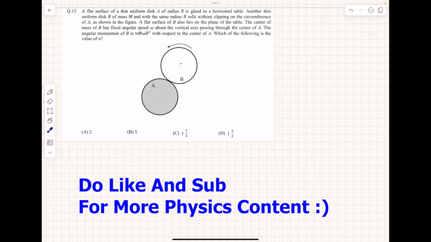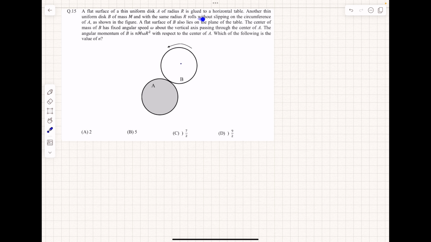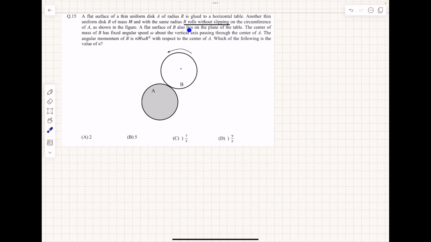And we have another thin uniform disk B of mass capital M with the same radius r, and it rolls without slipping on the circumference of A as shown in the figure. A flat surface of B also lies on the plane of the table. So this is a planar motion.